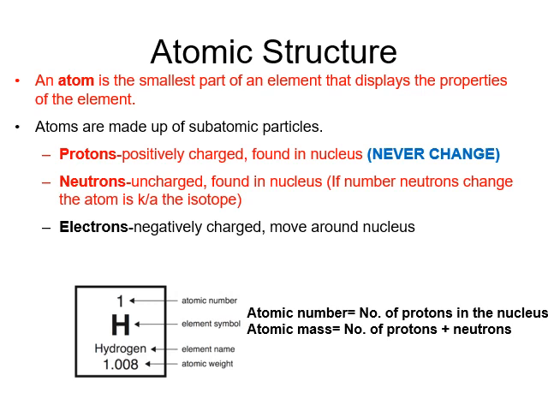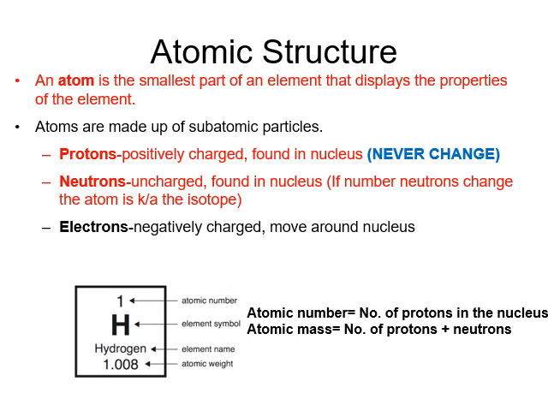So what is an atom? An element is something that cannot be broken down by chemical means into a smaller substance. An atom itself is the smallest part of an element that displays the chemical properties of that element. So atoms are made up of something called subatomic particles. There are three types of subatomic particles: protons, which are positively charged, neutrons that are neutral, and electrons that are negatively charged. Protons and neutrons are present in the nucleus of the atom.